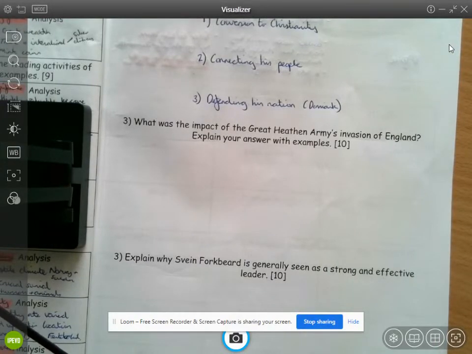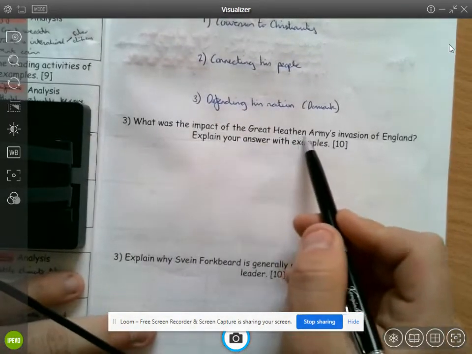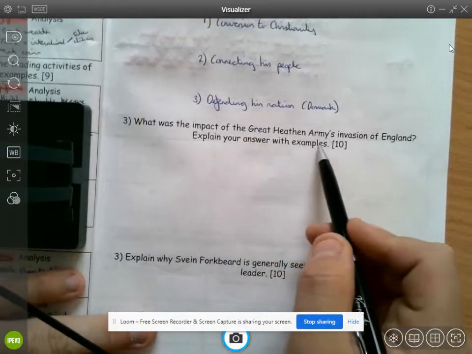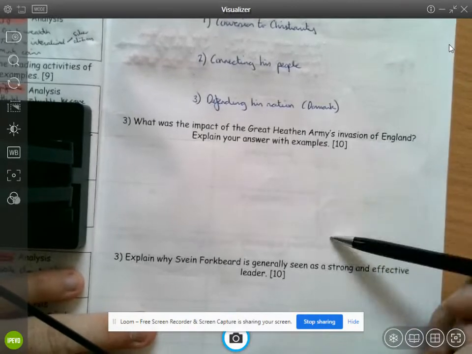Okay, so our next question. What was the impact of the Great Heathen Army's invasion of England? Explain your answer with examples. Pause now, annotate the question, and your 3 points, please.